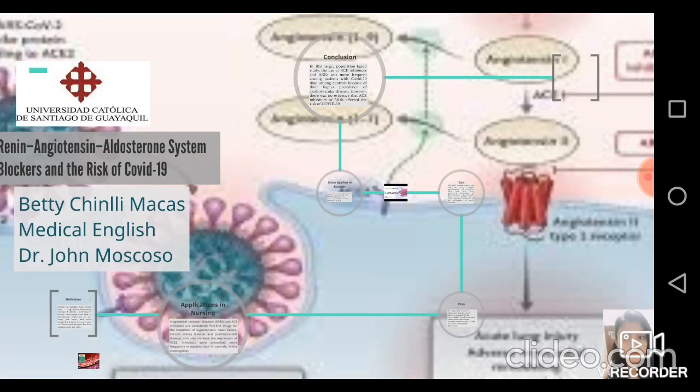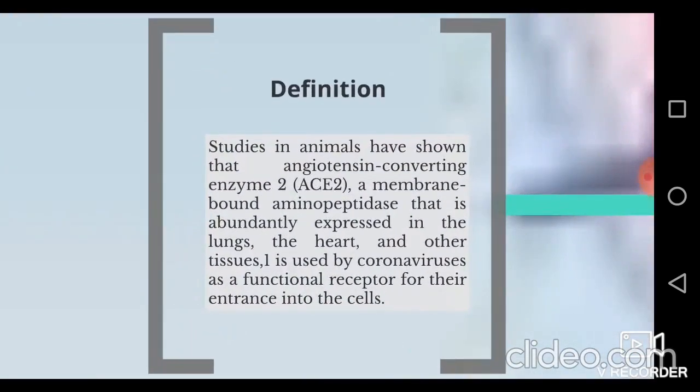My topic is Renin, Angiotensin, Aldosterone System Blockers and the risk of Covid-19. Definitions. Studies in animals have shown that angiotensin-converting enzyme 2, ACE2, a membrane-bound aminopeptidase that is abundantly spread in the lungs, the heart, and other tissues, is used by coronavirus as a functional receptor for its entrance into the cells.